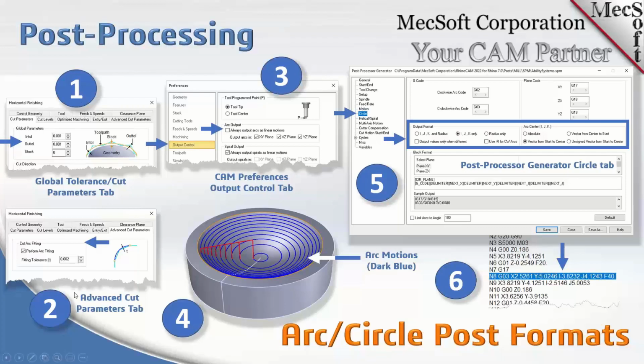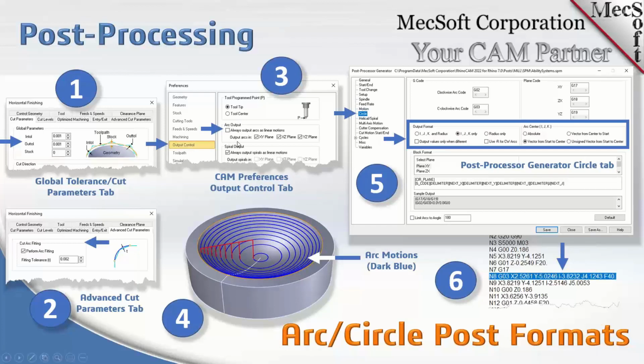So we covered number 1, setting your tolerances for your arc output. Now, item number 2, in your CAM preferences, there's an area on the output control dialog called arc output. And there's a global checkbox here for always output arcs as linear motions. Typically, as Joe mentioned, if it's a relatively new machine, you won't be using this checkbox. So make sure that's unchecked. And I believe, Joe, it's unchecked by default.